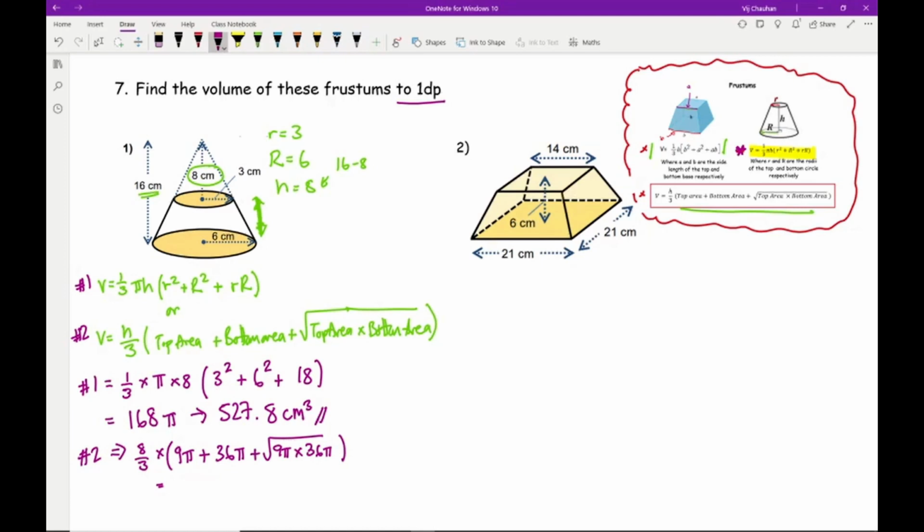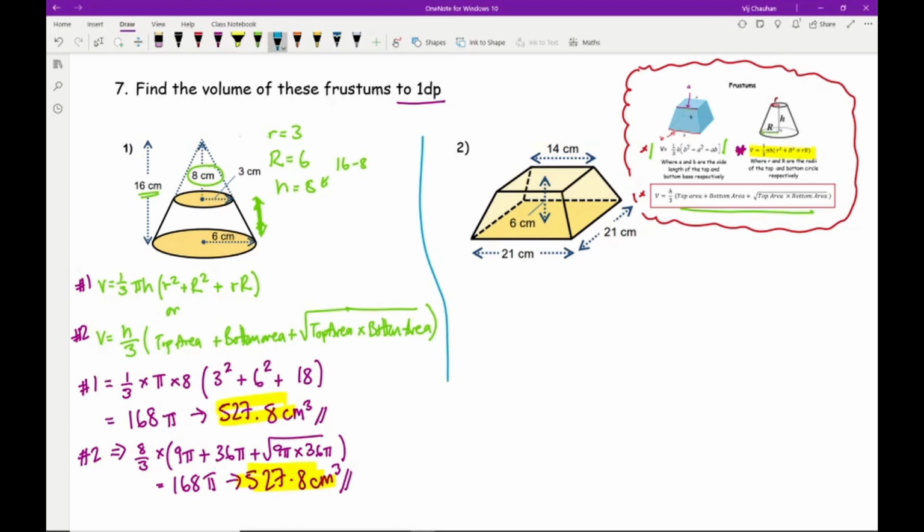So here we get 9 pi plus 36 pi plus the square root of 36 pi times 9 pi, and then just making sure that I've got the correct number of brackets, and I get the exact same answer of 168 pi, which leads into 527.8 centimetre cubed to one decimal place. So you can see it doesn't really matter which formula you use, particularly for a cone or a conical frustrum as it's sometimes called. It's entirely up to you.